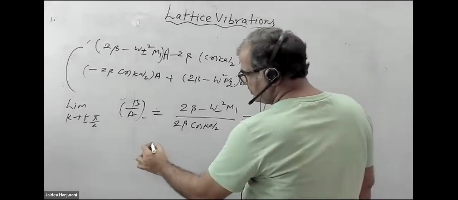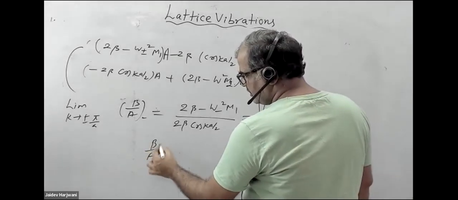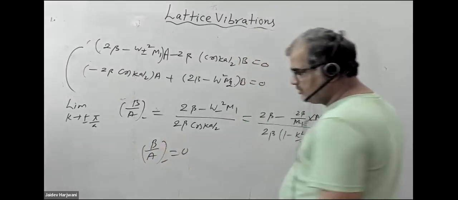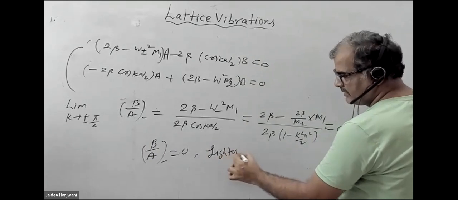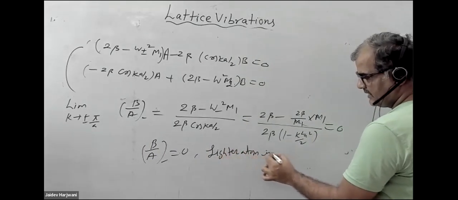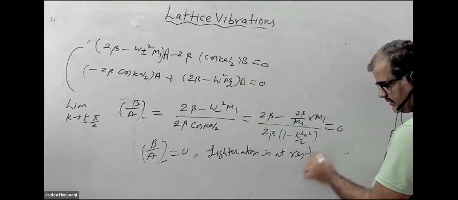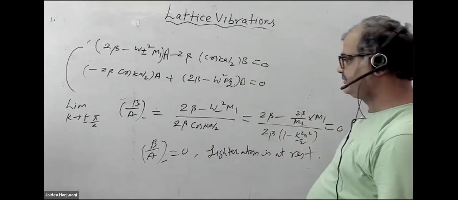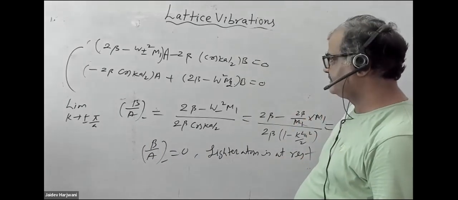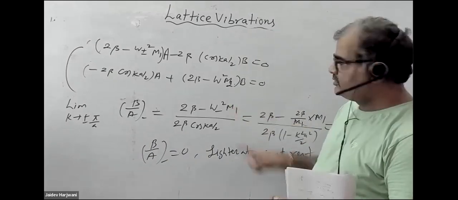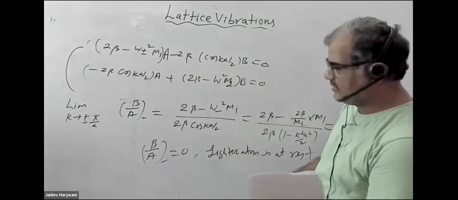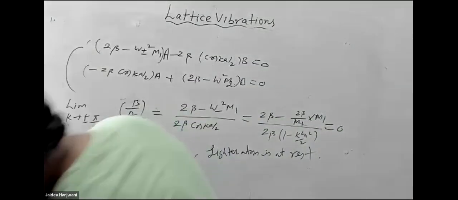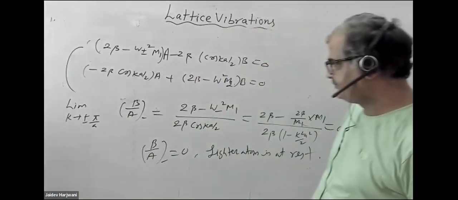That means for acoustic branch, okay, b by a is 0, that means the lighter atom is at rest. Lighter atom is at rest. Okay, now I have to show for m2. So m2 is not in the first equation. Okay, now I have to use this in the second equation, and calculate the second equation again.